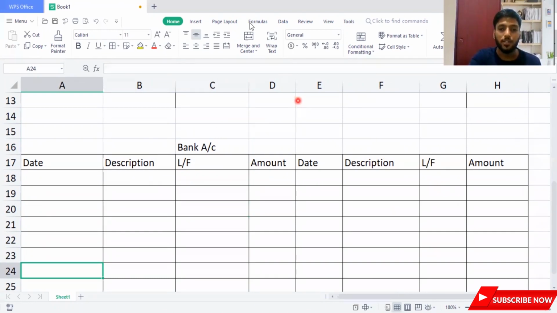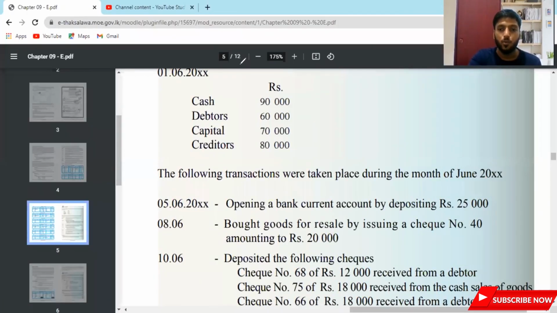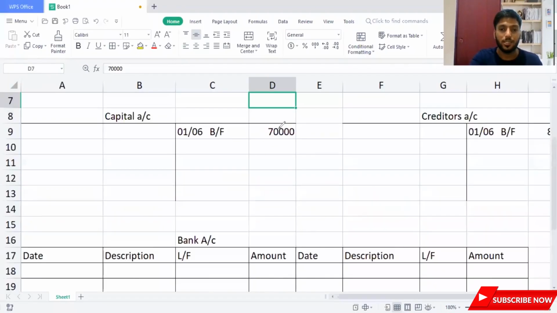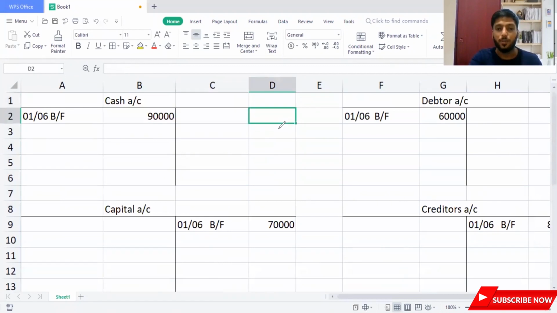We have the following transactions that took place during the month of June 2006. Opening a bank current account by depositing 25,000. So when you deposit money, your cash account is decreasing, your bank account is increasing. So my cash account is decreasing. Cash account is an asset account. When money goes out of the account, it will become a credit.